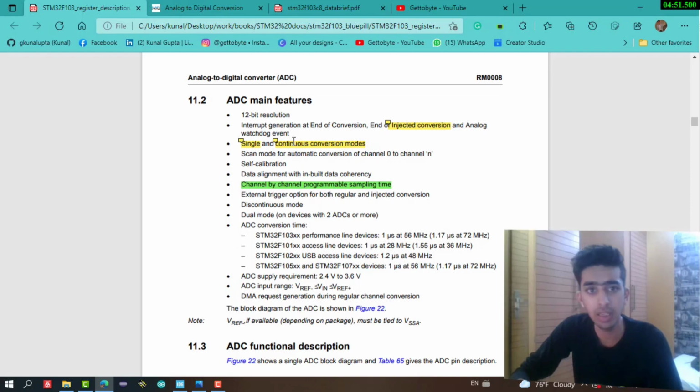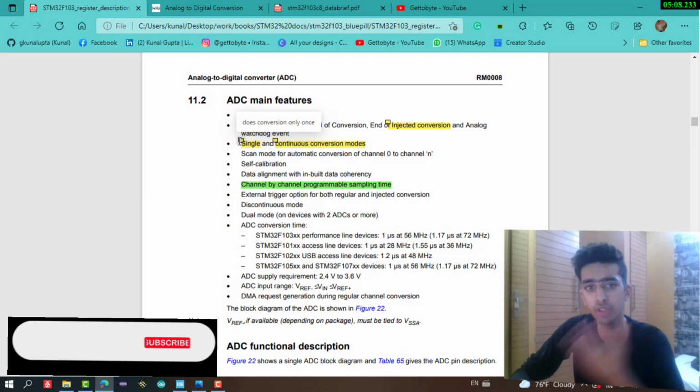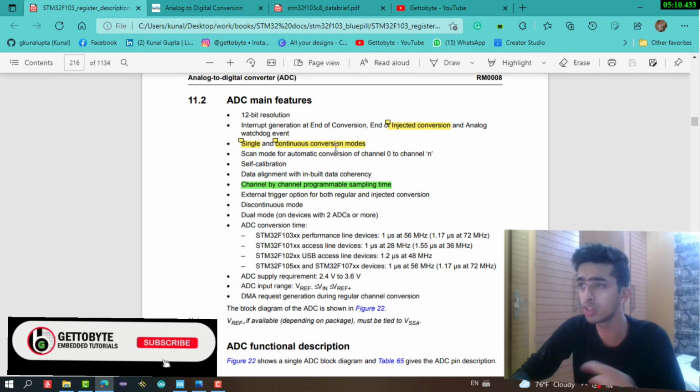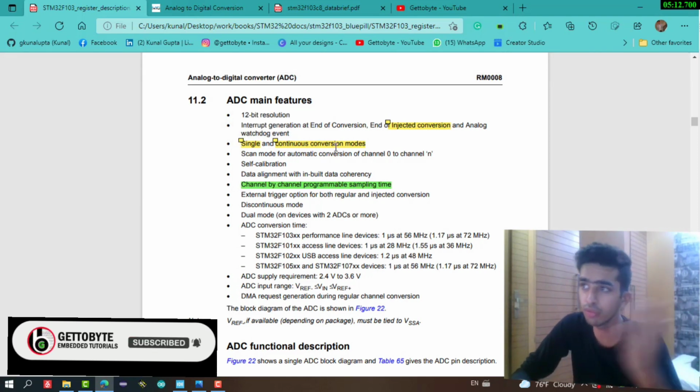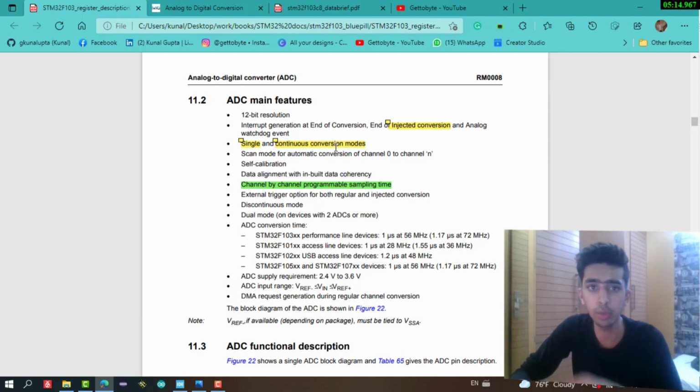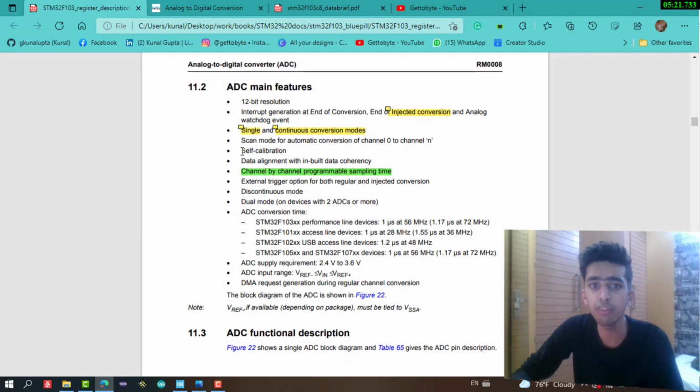Now what does it mean? In single mode, it does the conversion only once. That is, if we have configured, let's say, 5 channels of the ADC, it will convert the 5 channels in a single pass, turn by turn. First channel, second channel, third channel, fourth channel, fifth channel. In continuous conversion, after reaching the fifth channel, it will again start from the first. So it's like a while loop in continuous conversion. Then we have self-calibration, data alignment, and coherency.